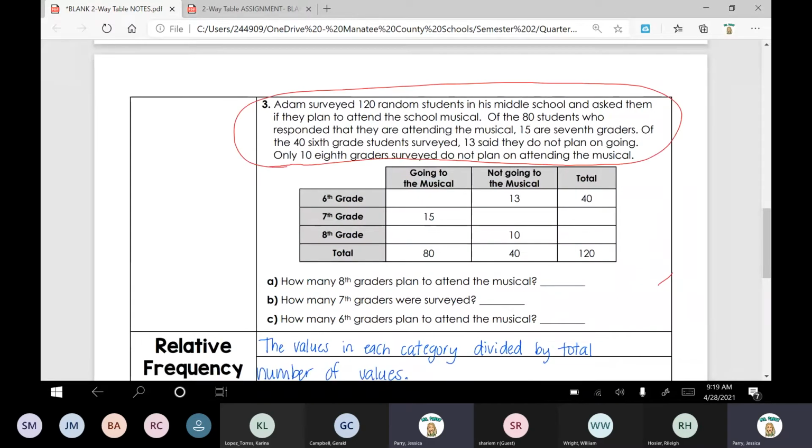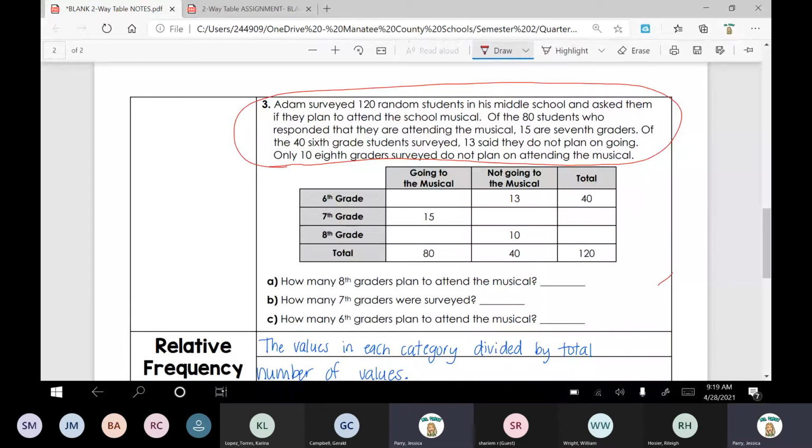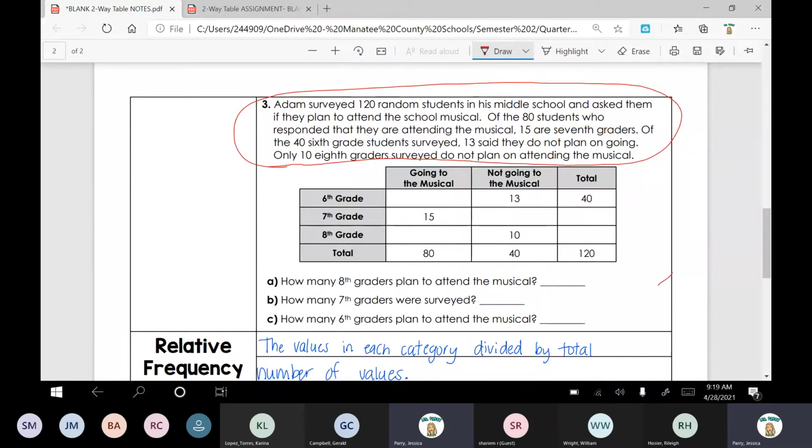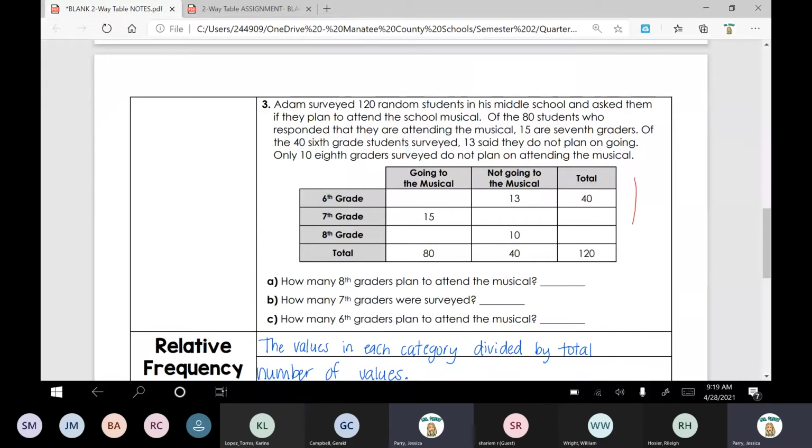It says Adam surveyed 120 random students in his middle school and asked them if they plan to attend the school musical. Of the 80 students who responded that they are attending the musical, 15 are 7th graders. So they already told us that. Of the 40 6th grade students that are surveyed, 13 said they do not plan on going. Only 10 8th graders surveyed do not plan on attending the musical. And they already filled out that information. So technically, you wouldn't even need to read that. You could just look at your table and you can still get that same information. But we need to fill out the rest of the pieces that we're missing here.